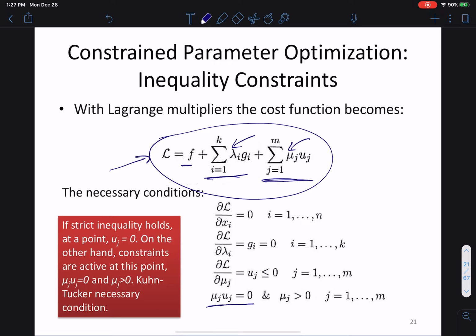This is the inequality constraint here. That means mu j times u j equals 0, and your mu j must be greater than or equal to 0. So what that means is that u j equals 0 when mu j is still greater than 0. This is called one of the, I'm not going to go into that, it's one of the Kuhn-Tucker necessary conditions.